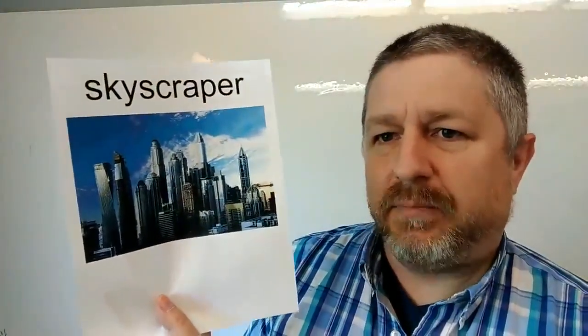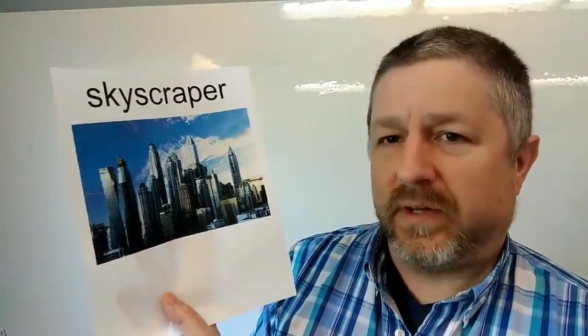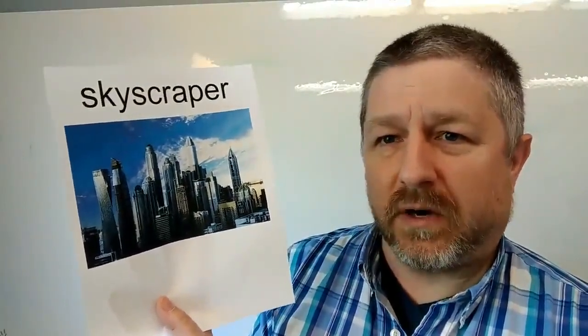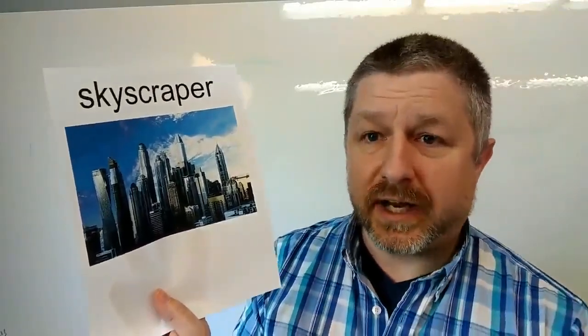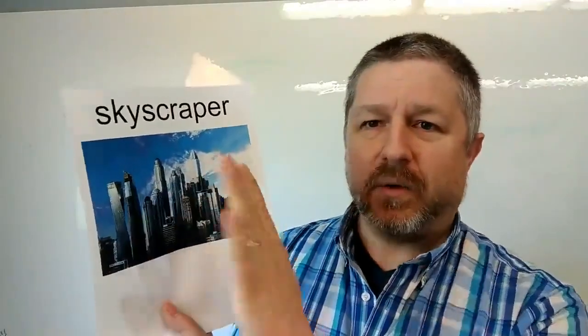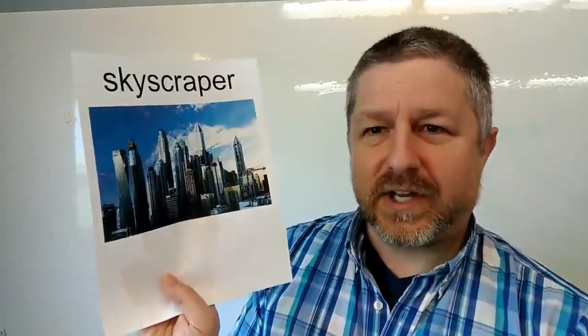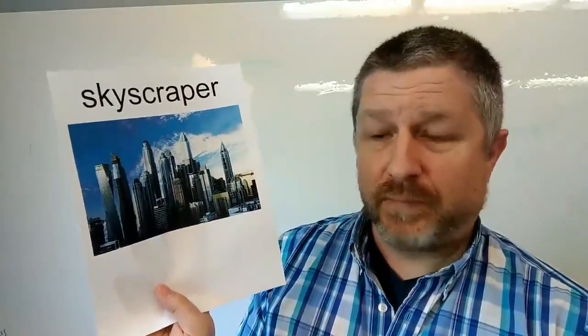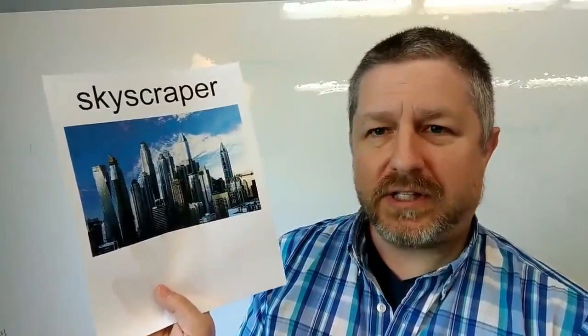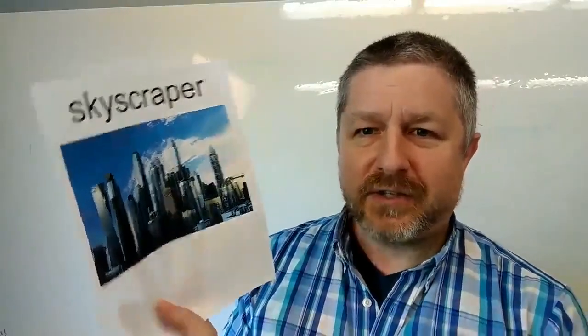Here we have not a specific building, but any building that is more than a certain number of floors we call a skyscraper. Because they're so tall, it looks like they're touching the sky or scraping along the sky. So we have huge skyscrapers in Toronto, and a lot of major cities have really big skyscrapers.